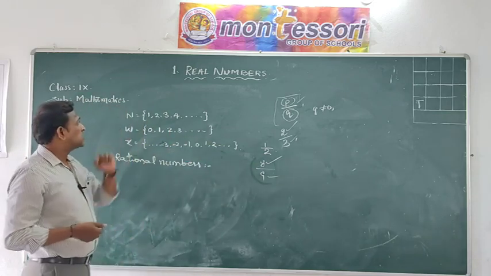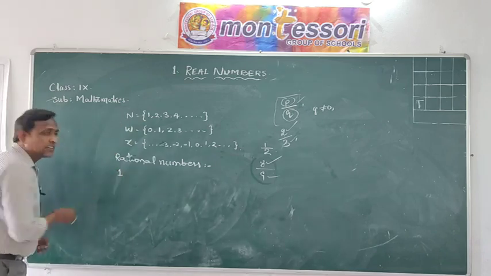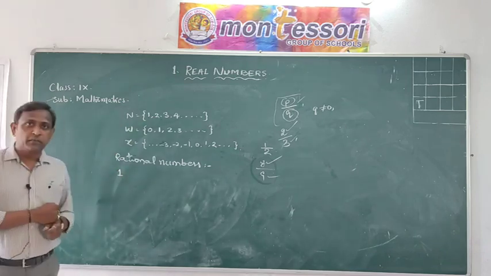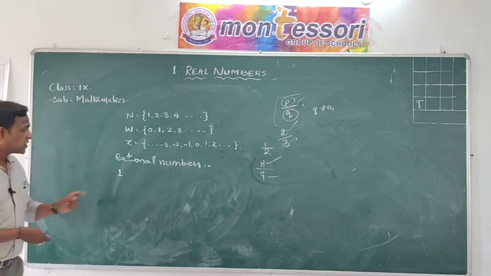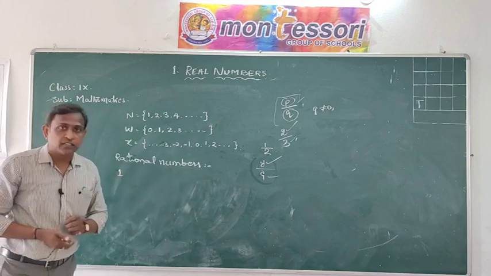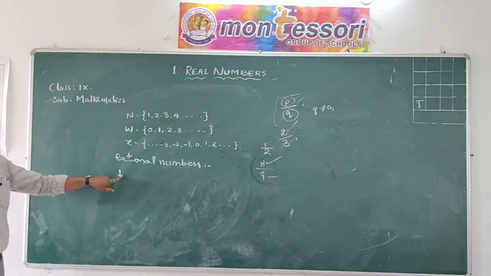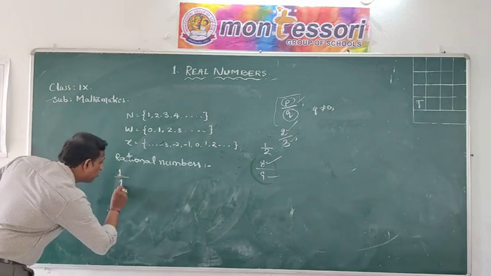But once again you see here the natural number 1. 1 is also a rational number. Just think logically: we have just discussed that all rational numbers are in the form of p by q, but here only p is there, where is that q? It is nothing but 1.